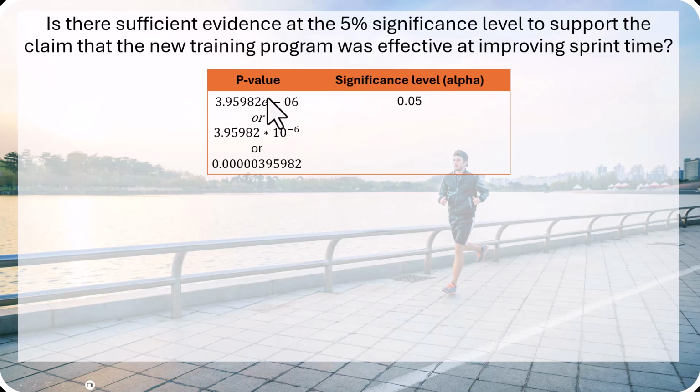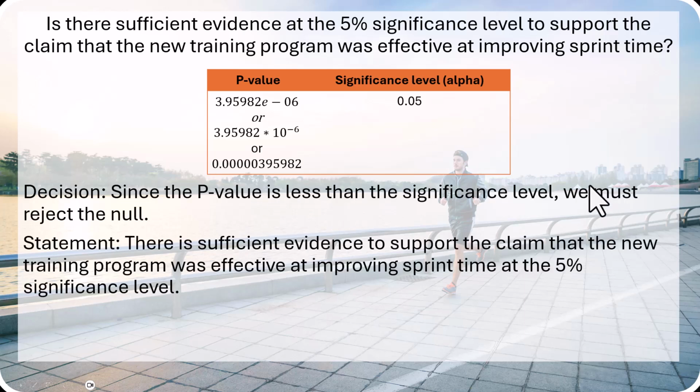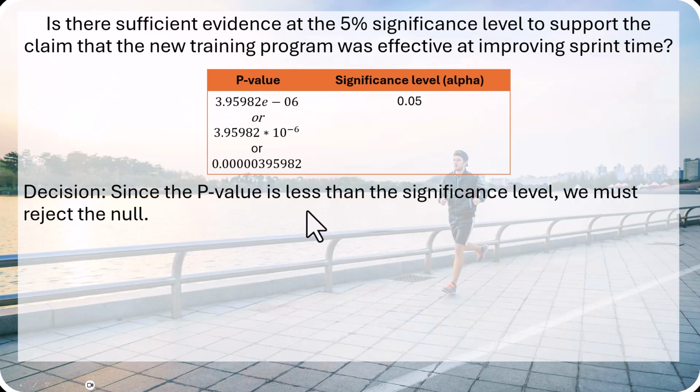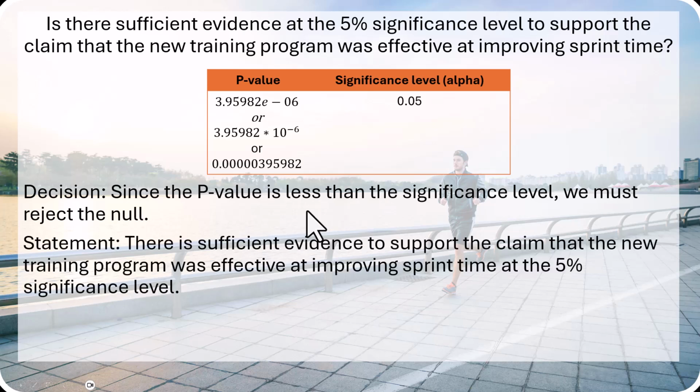But essentially, what we're doing here is we're just moving the decimal place over to the left 6 units. So I'm making here like 1, 2, 3, 4, 5, 6. So that's where the 6 comes from. And as you can see, it's really, really small. So, since the p-value is less than the significance level, we have to reject the null. So we say that there is sufficient evidence to support the claim that the training program is effective at the 5% level of significance.